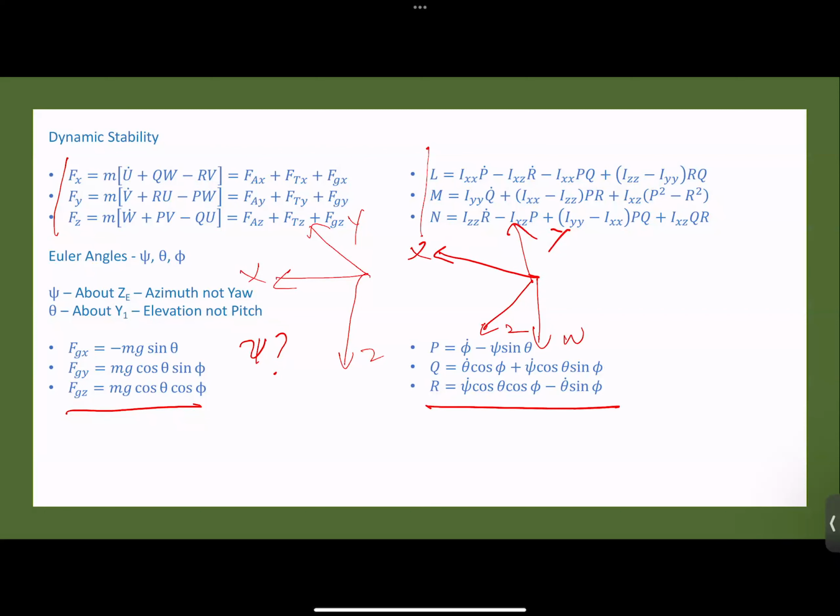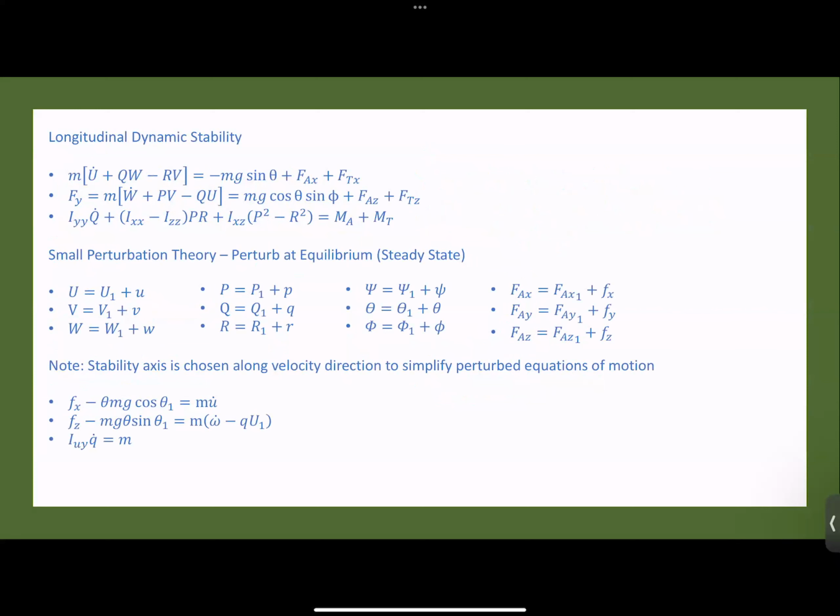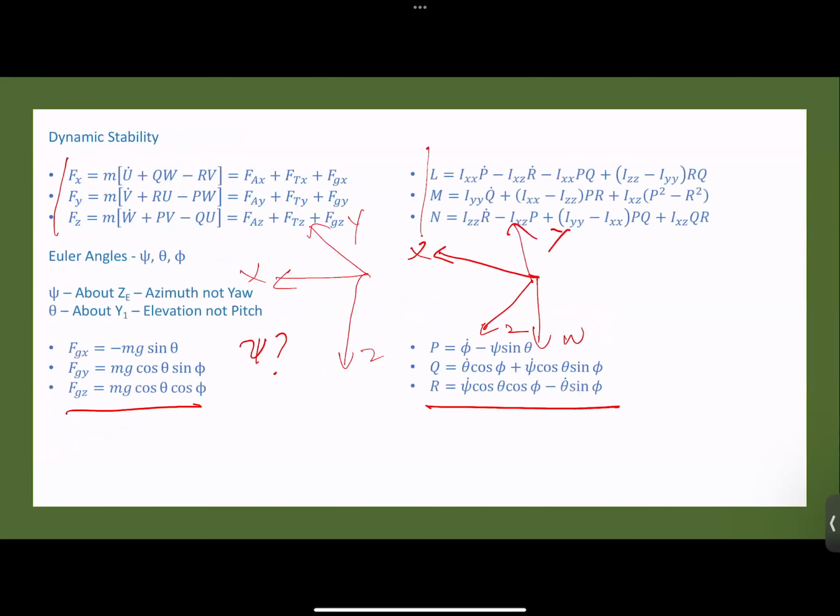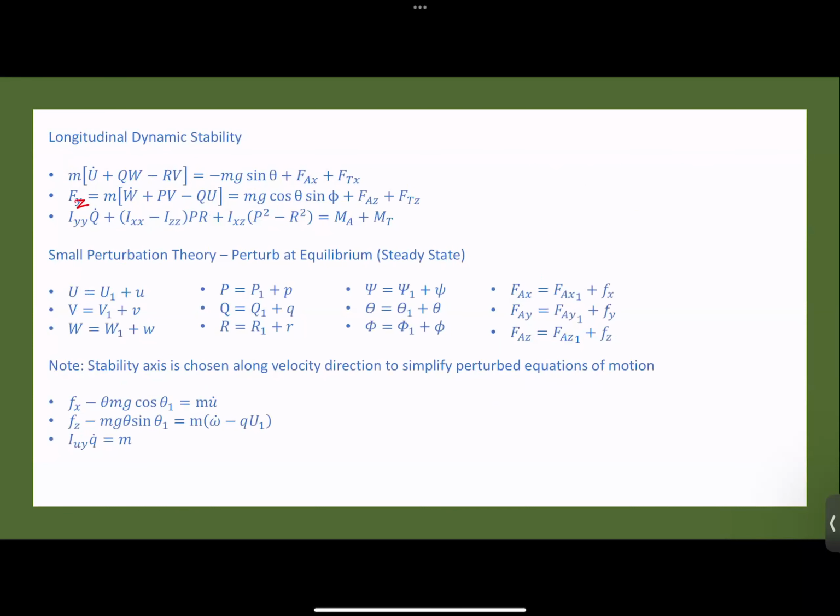Okay, let's move ahead. Then from these 6 equations, we picked 3 equations and studied the longitudinal dynamic stability. These are the 3 equations, just 3 from here in the longitudinal case. So you have U dot, W dot, and Q dot. These are the 3 dynamical quantities that we will be analyzing for longitudinal dynamic stability.